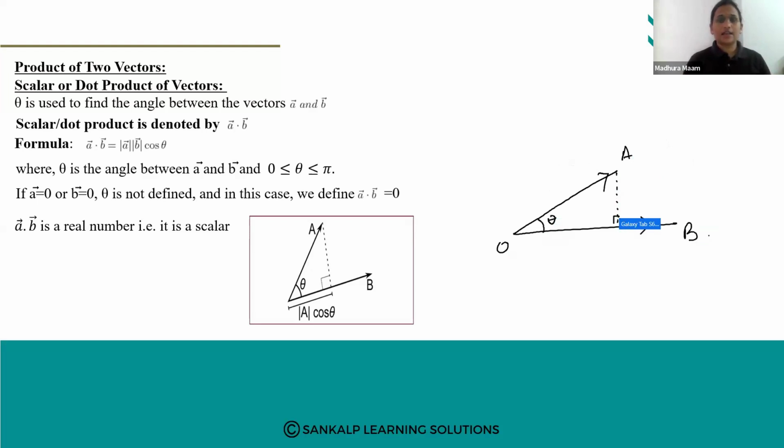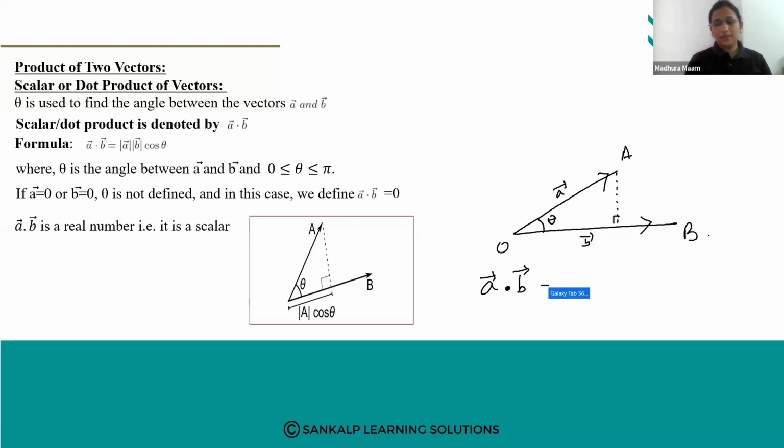This is a right angle triangle. Okay, then what is your required answer? Say this is A, say this is B. Then it is represented by a dot. Dot stands for dot product.